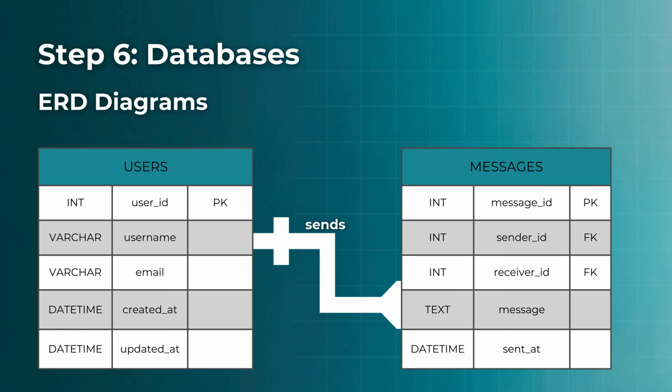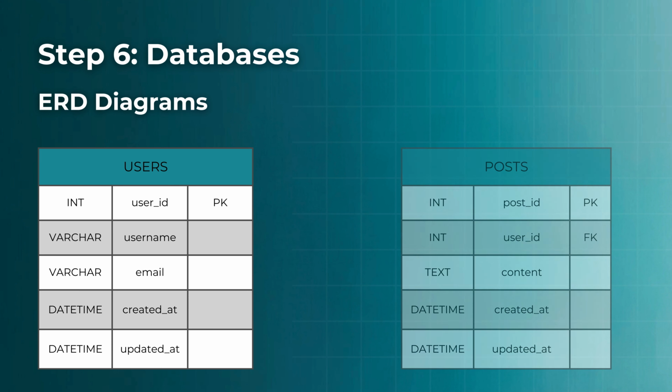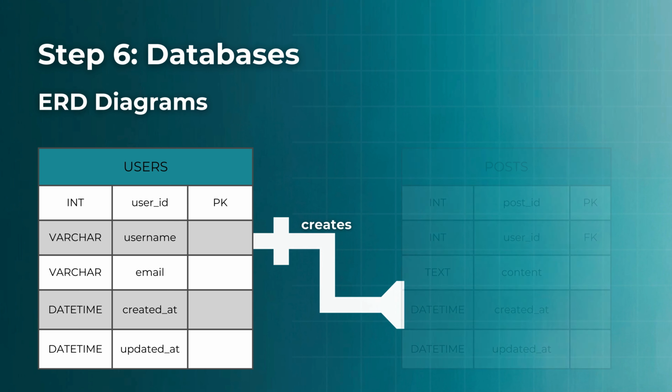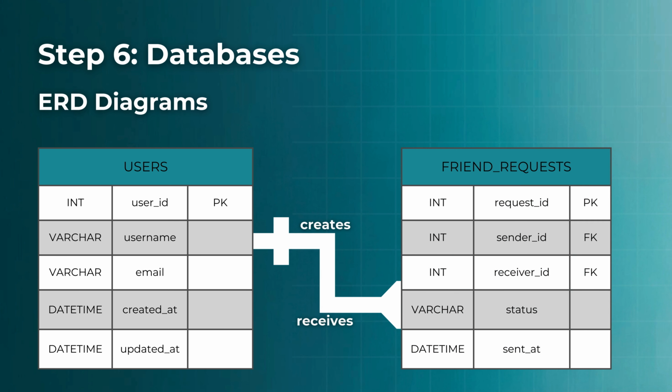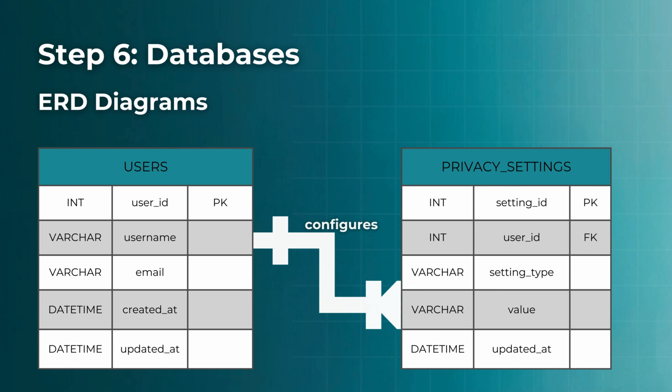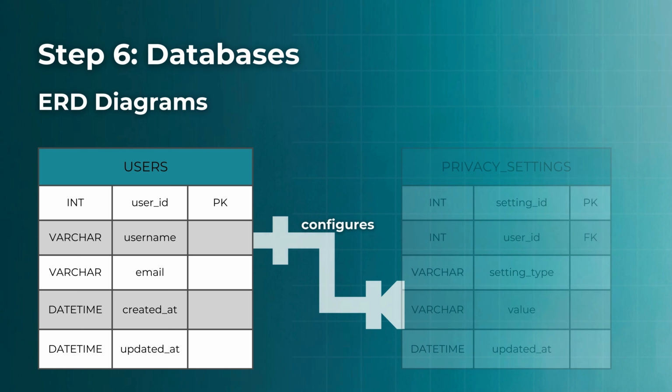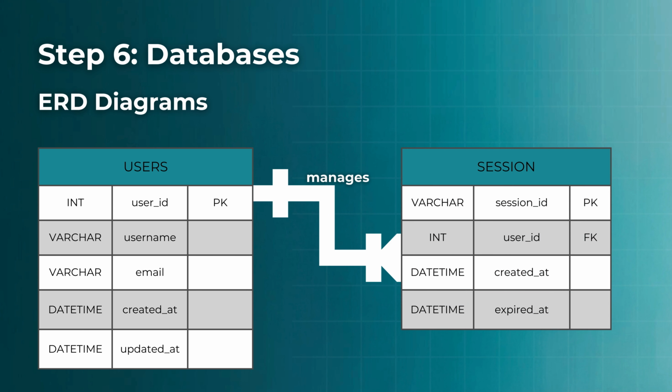Messages are stored in a table where each message is associated with two users, sender and receiver, via foreign keys. Posts are created by users and linked to the user table, while the friend requests table tracks requests between users, with a status to manage pending, accepted, or rejected requests. Privacy settings define what aspects of a user's profile or posts are visible to others and are linked to users via a foreign key. The sessions table stores session data for users, including login timestamps and expiration, ensuring secure access control.